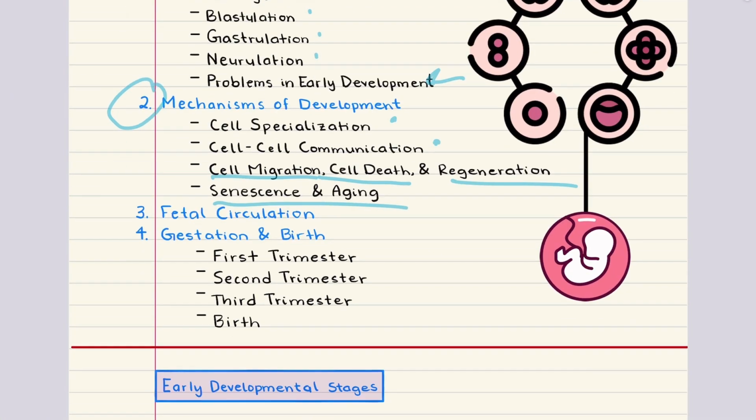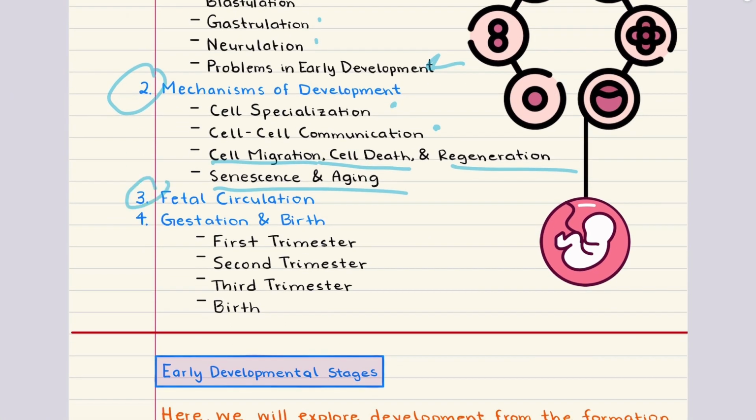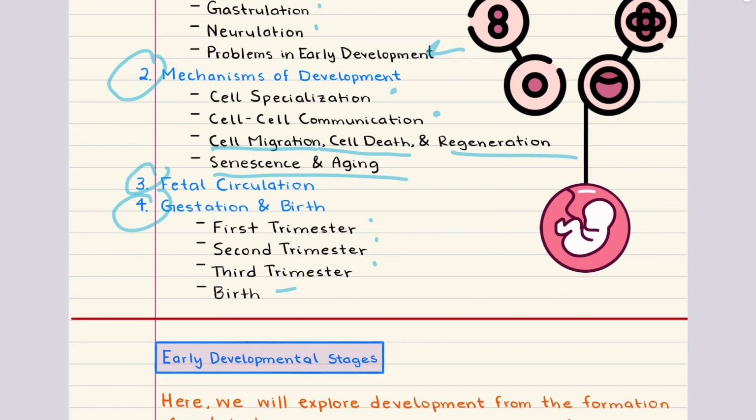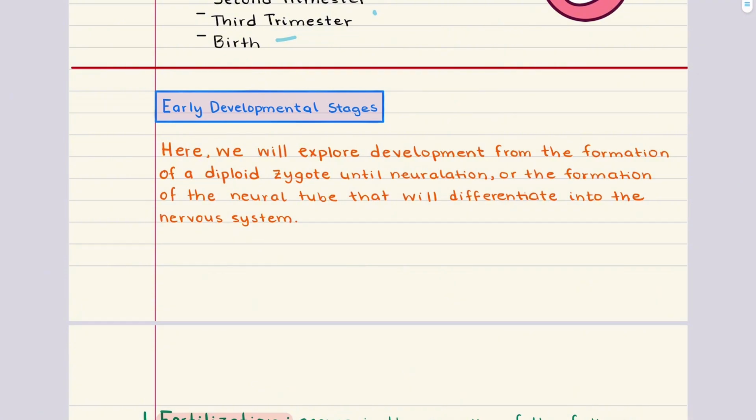After that, we're going to take a close look at fetal circulation. This section focuses on how the fetus gets oxygen and nutrients before it's born, and how its circulatory system is uniquely adapted to bypass the lungs and liver during development. Finally, we're going to walk through gestation and birth. We'll talk about what's happening during each trimester, and we'll end this lecture by breaking down the process of labor and delivery. So with this introduction in mind, let's get started with Objective 1, early developmental stages.